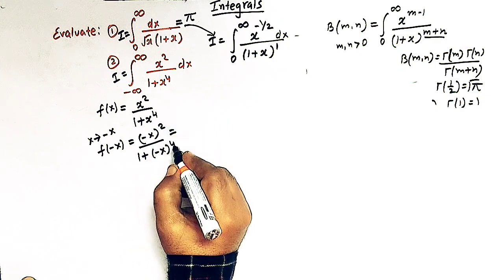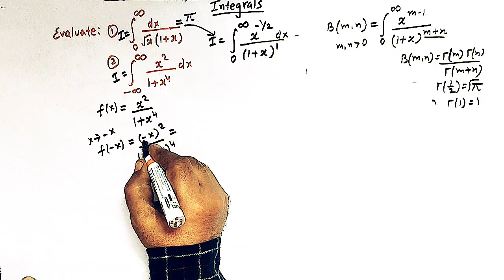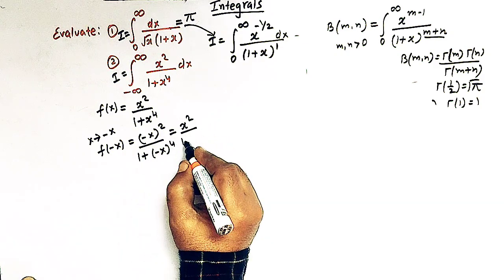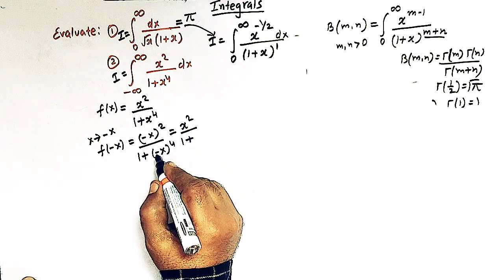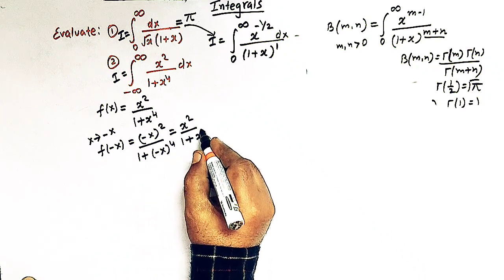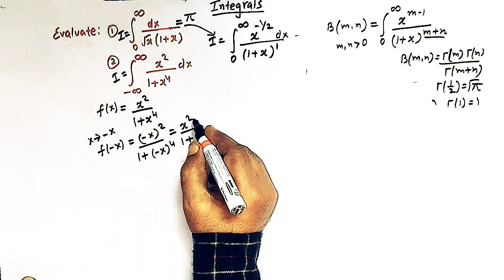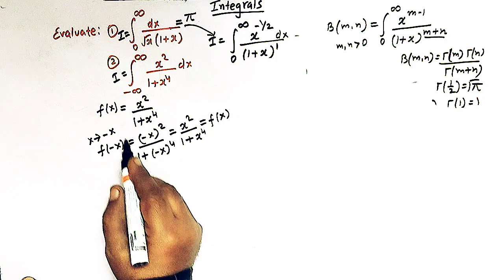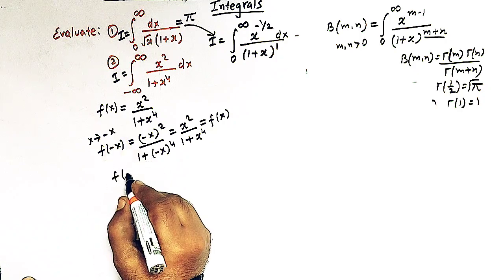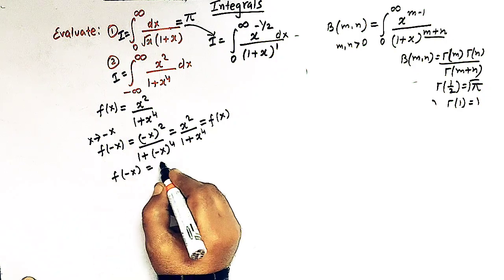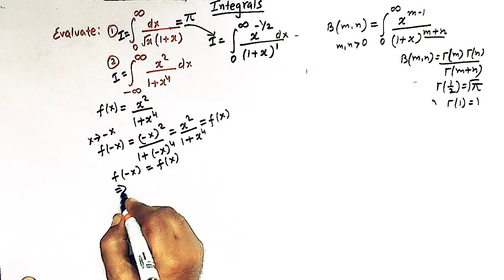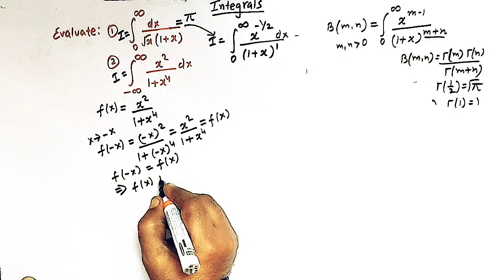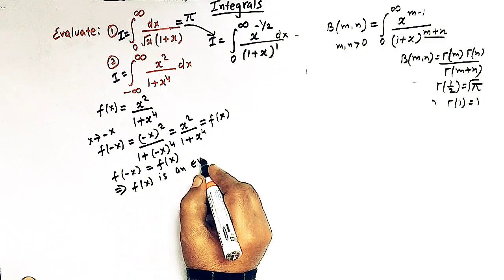Now since 2 and 4 are even numbers, so here minus x square is simply positive x square, and here the fourth power of minus x is simply x raised to 4. So this function is equal to f of x. So we arrive at this conclusion that f of minus x is equal to f of x, which suggests that our integrand, that is f of x, is an even function, right?